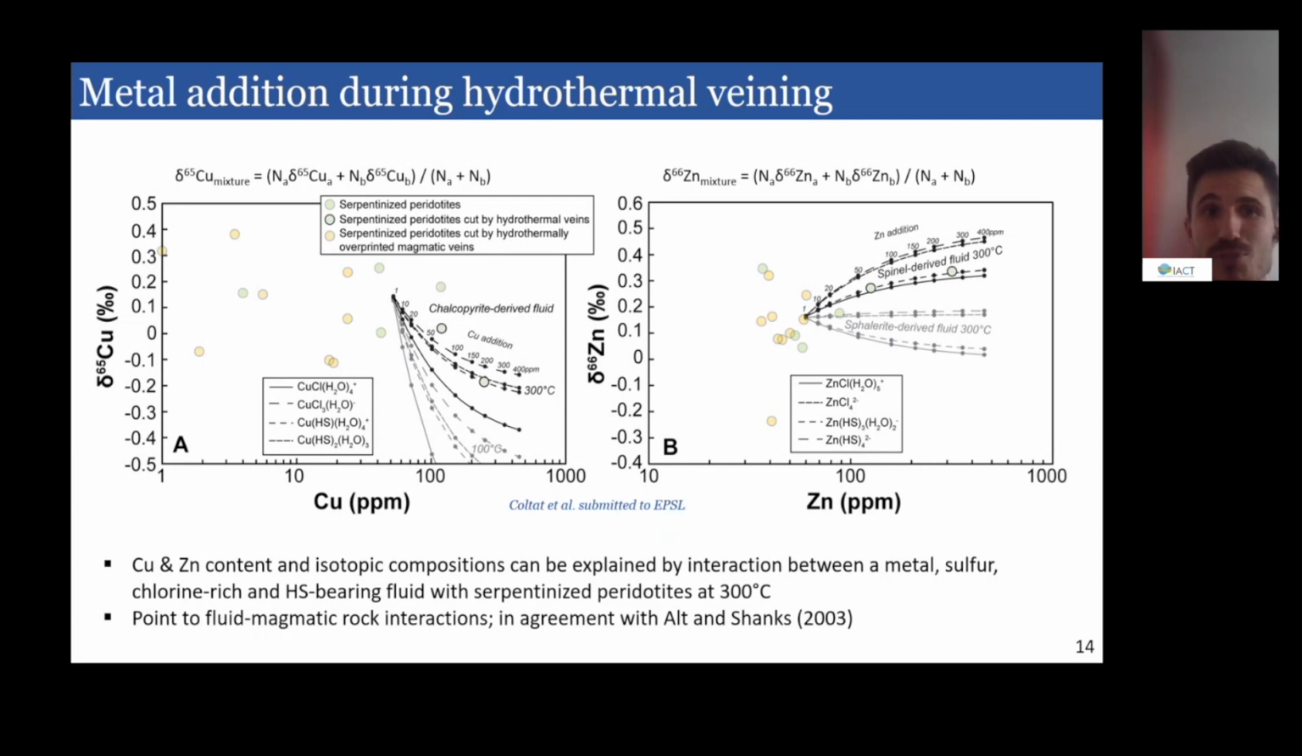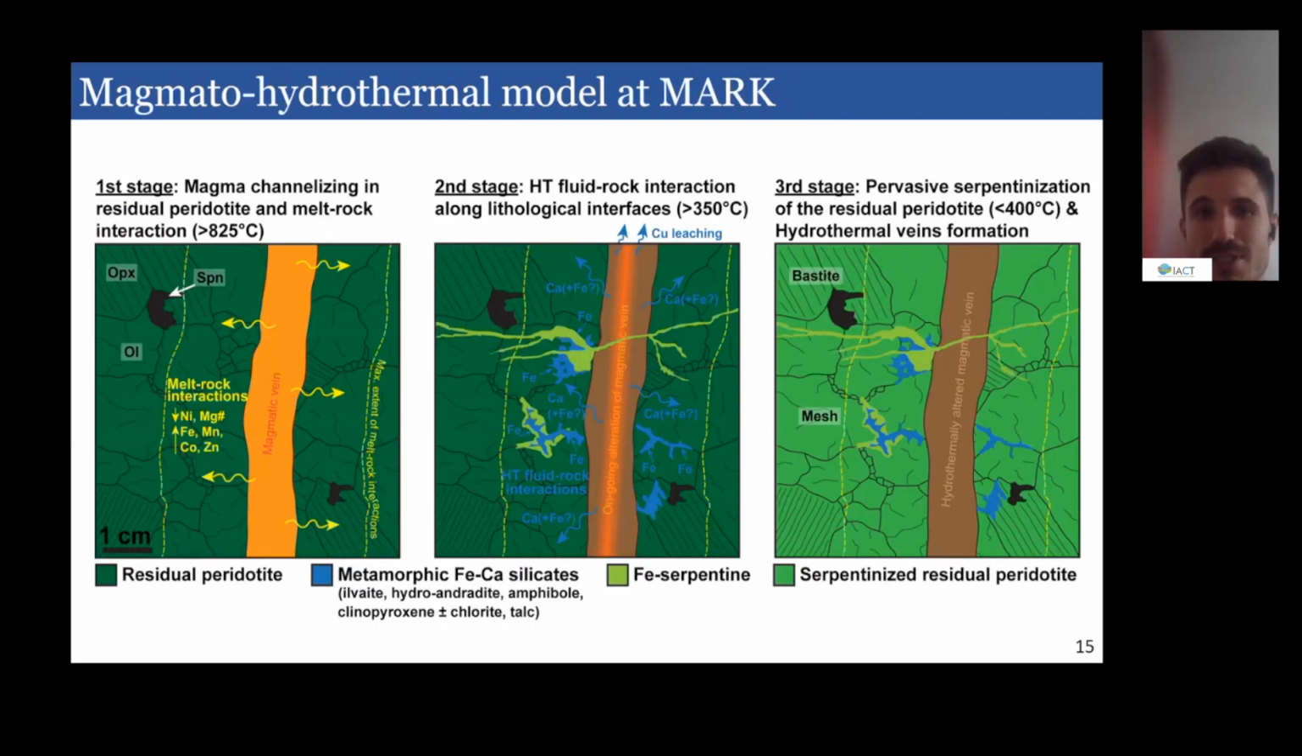So if we try to put everything now in a magmato-hydrothermal model, we have seen different steps corresponding to the magmato-hydrothermal evolution of the rock at the Mark area. Starting with early melt-rock interaction during the percolation of magmatic veins through mantle rocks, during this stage, we had some enrichment in metals, iron, cobalt, and zinc in the surrounding mantle rocks.